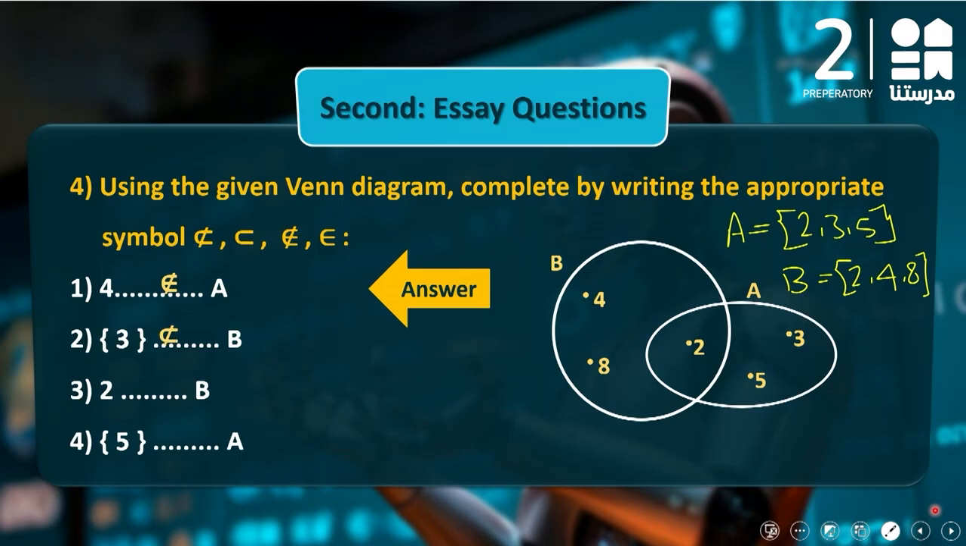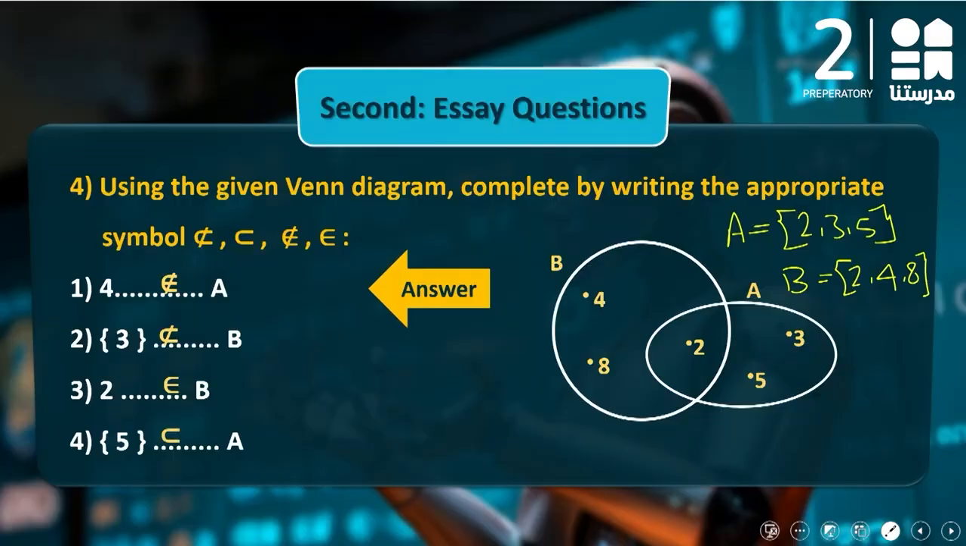Is 2 a set or element? 2 here is an element. Is 2 belongs to a set B? Yes, we have the elements of a set B, 2, 4, and 8. So we have 2 belongs to a set B, and we can write it as belongs to. The last one, the set {5}, is 5 belongs to a set A? We have the element 5 belongs to a set A. And we have a set {5} is a subset of a set A, and we can write it with this symbol, and this means subset.